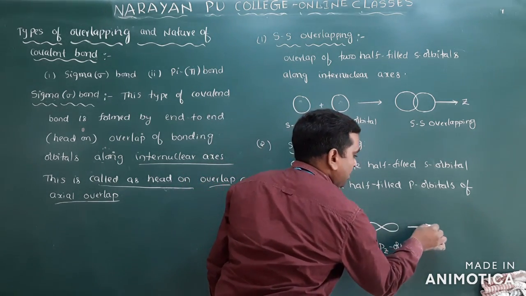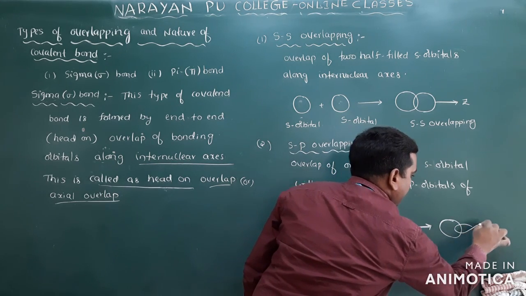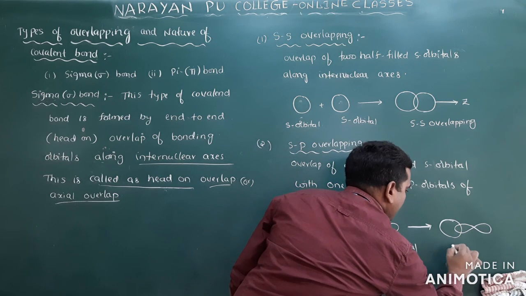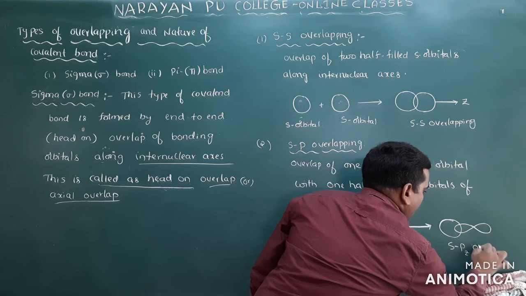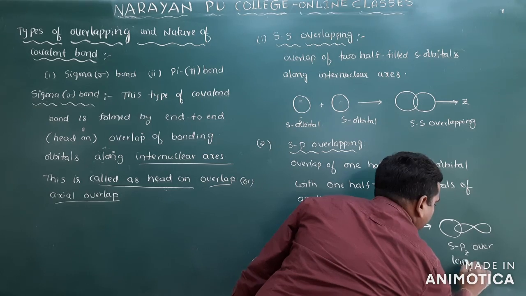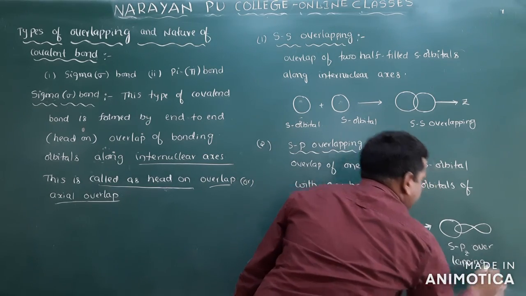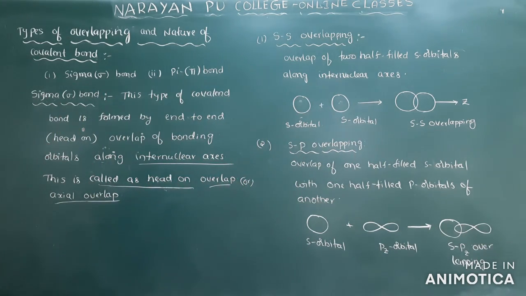Then what will form here? You will get the... clear? So here s and pz overlapping. What is here? Overlapping. Here also, which bond will be formed? One sigma bond will be formed.